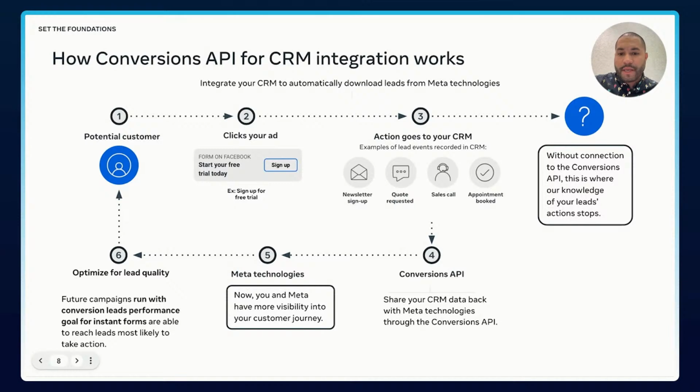But with the Conversions API integration, you're sharing back those lead events or funnel events, those lead stages, with Meta, and we utilize our technology through the Conversions API. Now we have more visibility into that customer journey, and with that, your future campaigns run with a conversion leads performance goal for instant forms are able to reach leads not just from a quantity perspective, which we have that capability, but from a quality perspective, and allows you to save cost and increase impact.